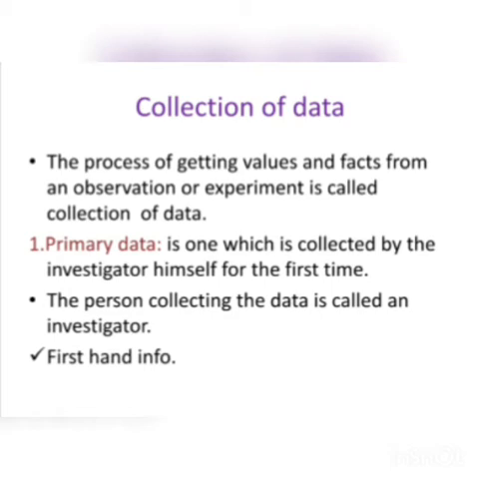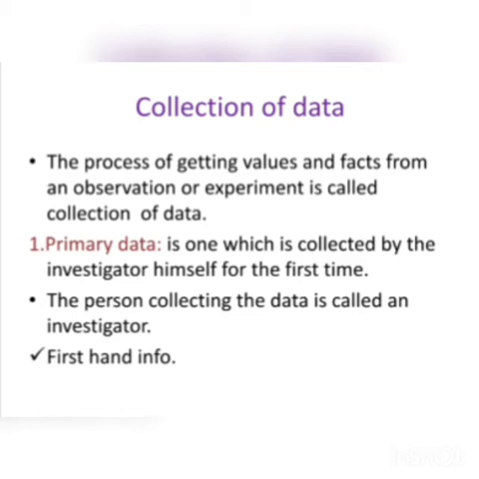The first one is primary data. Primary data is one which is collected by the investigator himself for the first time. The person collecting the data is called an investigator. So as I told just now, primary data is the data which is collected by an investigator himself for the first time. This is pure data or original data, we can say.